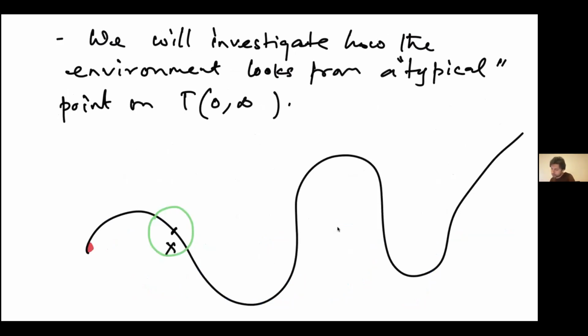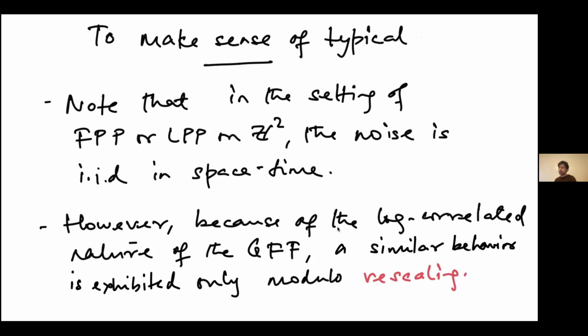Going along the same question, we'll try to understand what the environment seen from some point on this semi-infinite geodesic looks like. So you have this semi-infinite geodesic and you want to understand how the environment looks from a typical point on the geodesic. You want to sample a typical point along the geodesic, so we have to make sense of what it means to be a typical point.